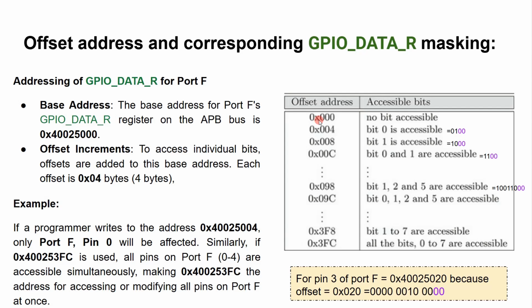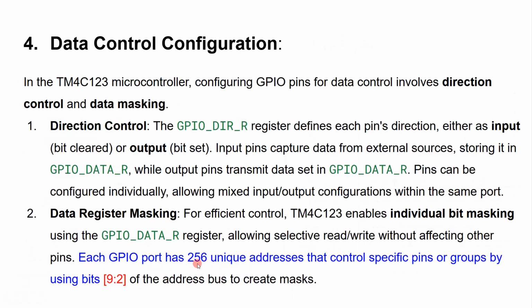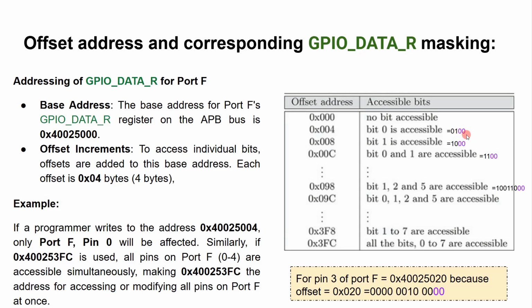If I add an offset of 0x000 to this base address, there are no bits that are accessible. But if I add an offset address of 0x004, I can access bit 0. That is because, as you observe here, I have highlighted the lower 2 bits in purple color, which means that I cannot change them. Each GPIO port has 256 unique addresses which control the specific pins or groups by using the bits 2 to 9. So bit position 1 and bit position 0 cannot be used. The lowermost two bits are in purple just to indicate that they are not used for masking purposes. Only the bit positions from 2 up to 9 can be used for bit masking. That is why the offset addresses vary in this particular manner.